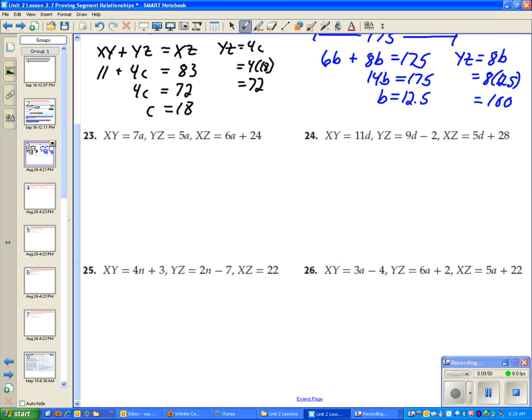All right, let's do 23. All right, on 23, let's draw it. X, Z, Y is in here. Let's label it. The length of XY is 7a. The length of YZ is 5a. And the length of XZ is 6a plus 24. All right, write down the equation.